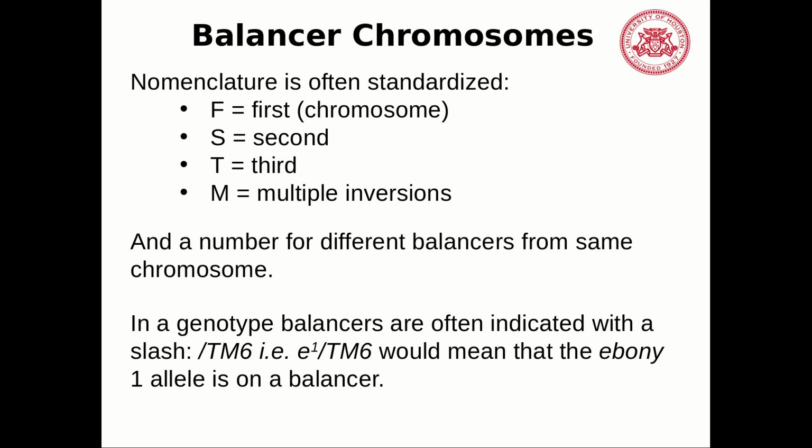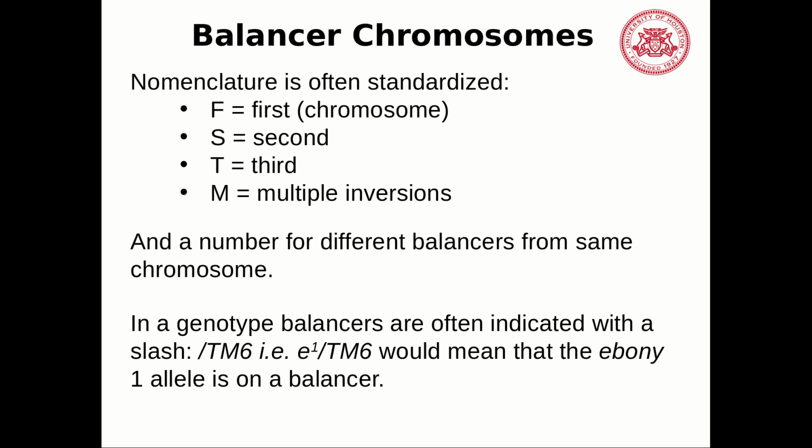There's a nomenclature for naming them: F for first chromosome, S for second, T for third, and M for multiple inversions. The multiple inversions can be kind of hard to explain, but this is just going back to those chromosomes we saw in flies. They don't have 23 chromosomes like we do. They have F, S, and T primarily to work with, and a number of different balancers for the same chromosome.